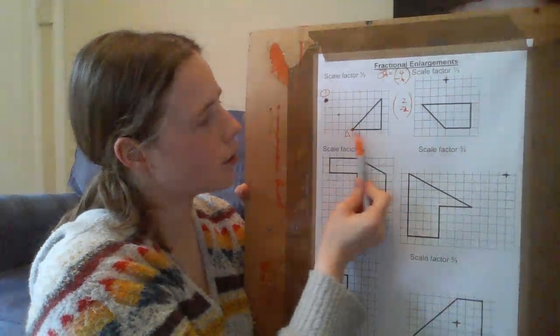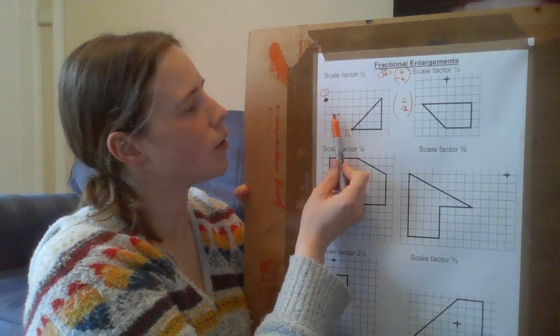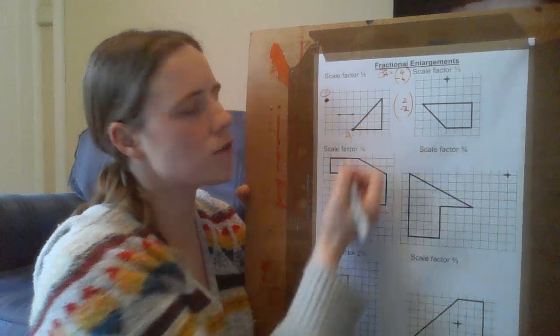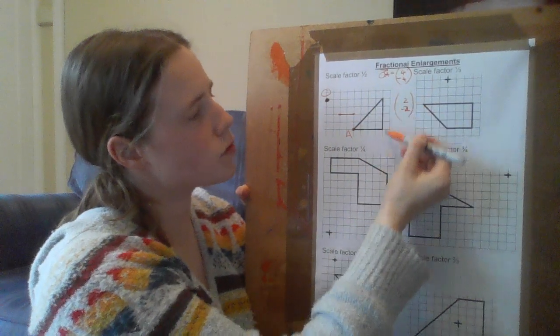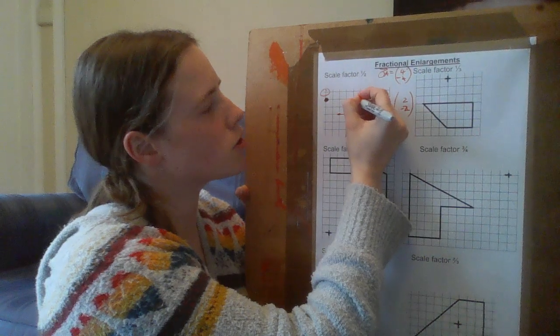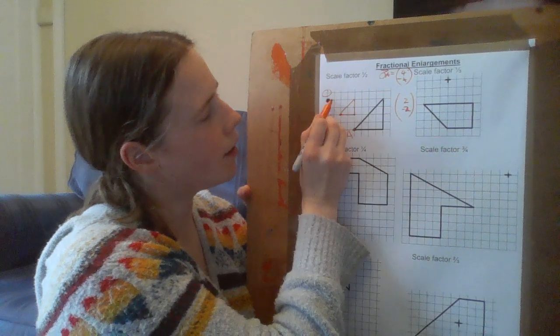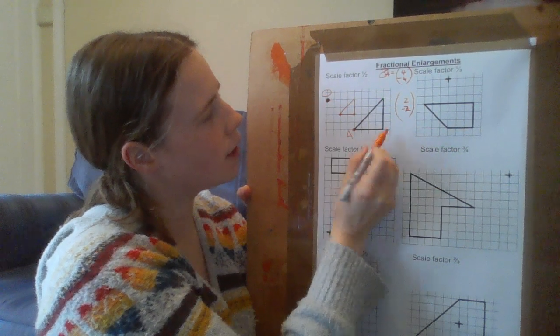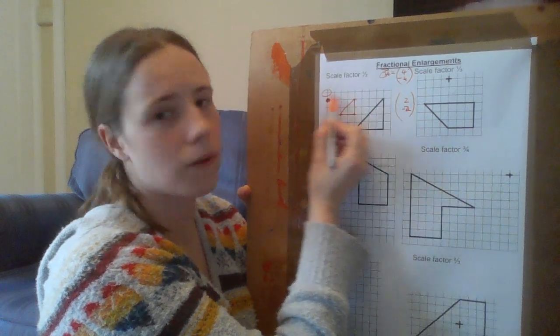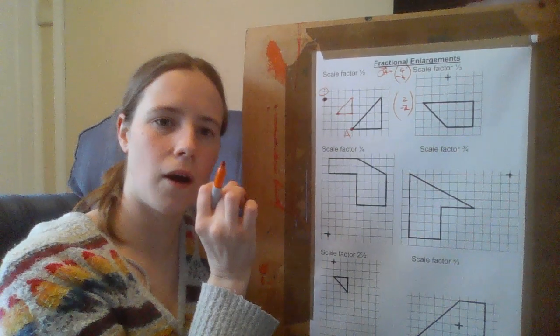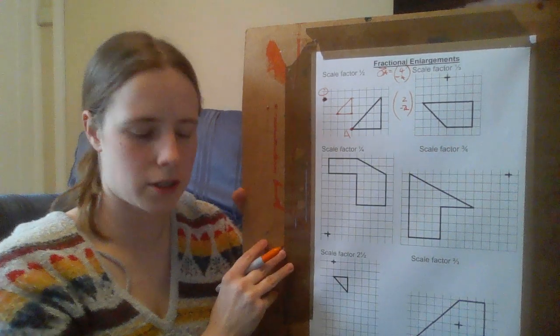The base of my triangle was 4, so the base of my new image will have to be 2 because the scale factor is 1/2, so I half that length. The height was 4, so the height of the new one needs to be 2. And if you want to check, you should find that that point there is halfway along this line, and this point here is halfway along this line. So you can make sure that it's halfway from the centre of enlargement to the original vertex.